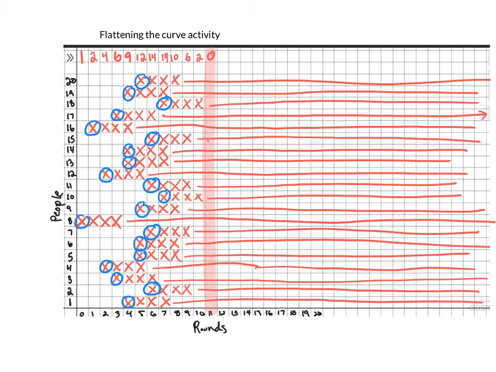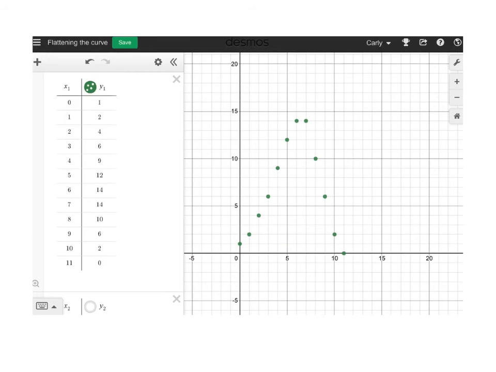So that's kind of the first part of the activity. I'm going to show you what the graph of that looks like. So here are the points plotted. On the left here, I've got the number of rounds, and then on the right, or the y coordinate, I've got how many people are infected. So here's kind of a rough sketch of our curve of people who are infected. And when we talk about flattening the curve, what we're wanting to do is kind of stretch that out so that it looks more like that.